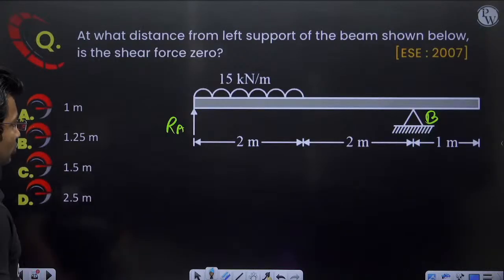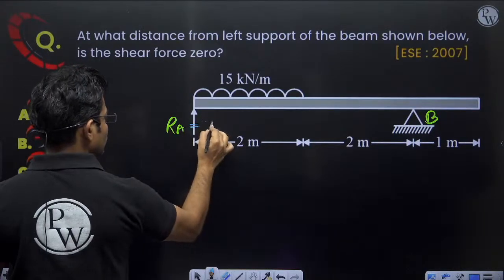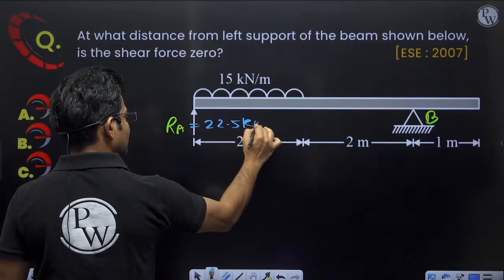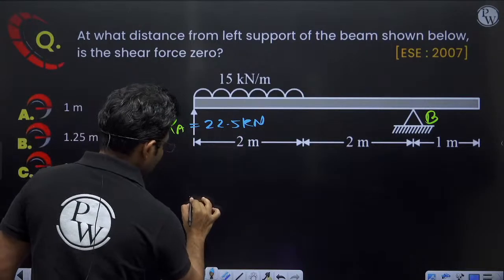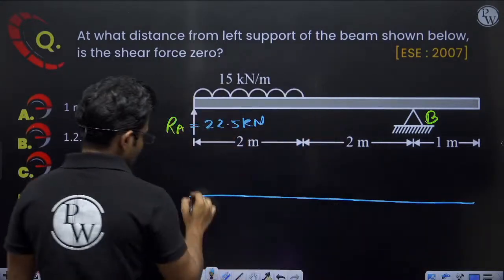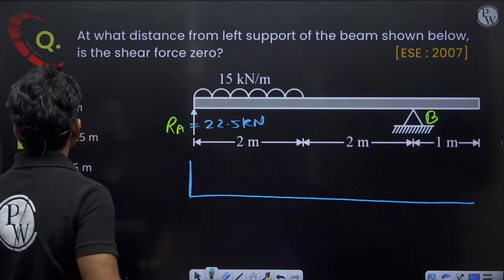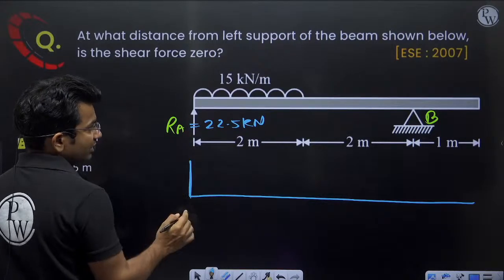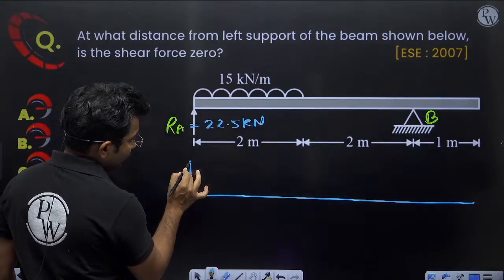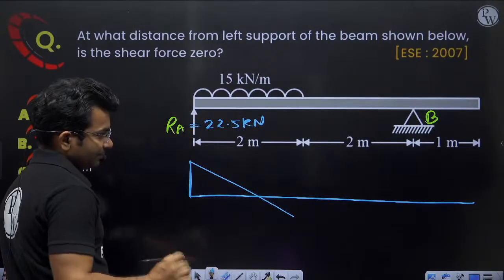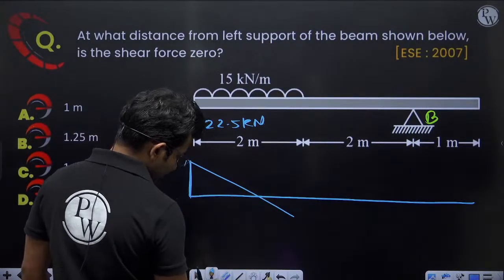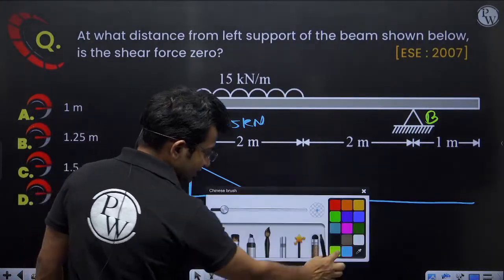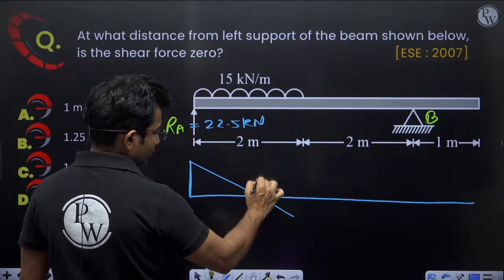Kilonewton. Okay, so support reaction RA is equal to 22.5 kilonewton. Now with 22.5 kilonewton here, in the shear force diagram, at what location is the shear force 0? If this is 22.5 kilonewton, the shear force diagram will be something like this. Now I have to find out at what distance will the shear force become 0.